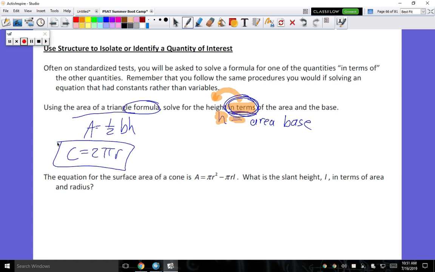C in terms of what? R. C in terms of R. You can write that down if you need to. C in terms of R. How about this one?